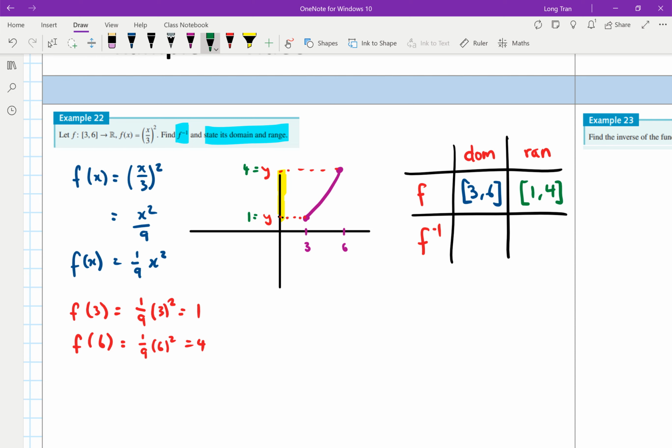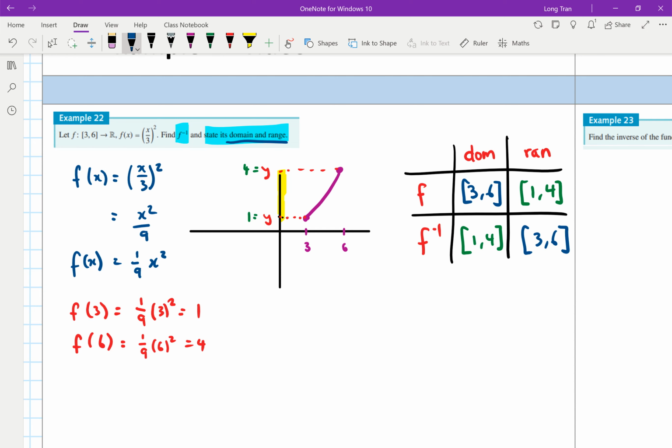But that means using the properties that we know of inverse functions, this must be 1 to 4 for the domain of the inverse. And then the range would then have to be the domain of the function, which is 3 to 6. Okay, so I've answered the second part, state the domain and range of the inverse function.